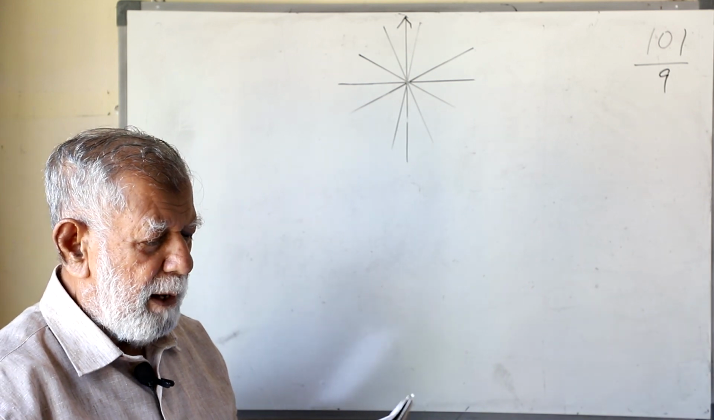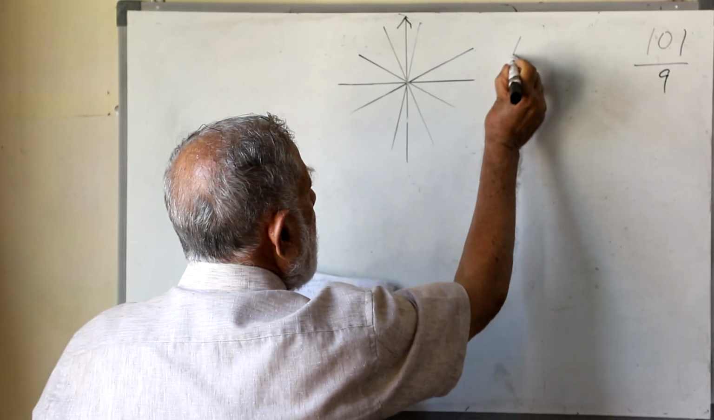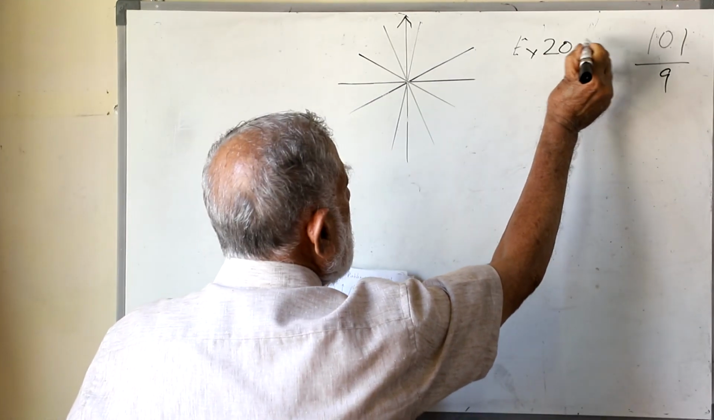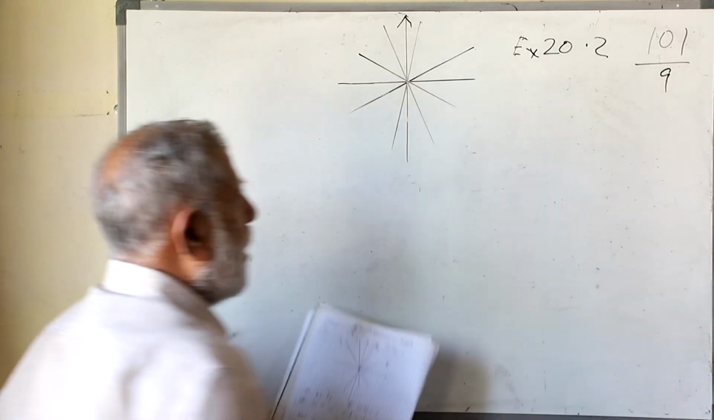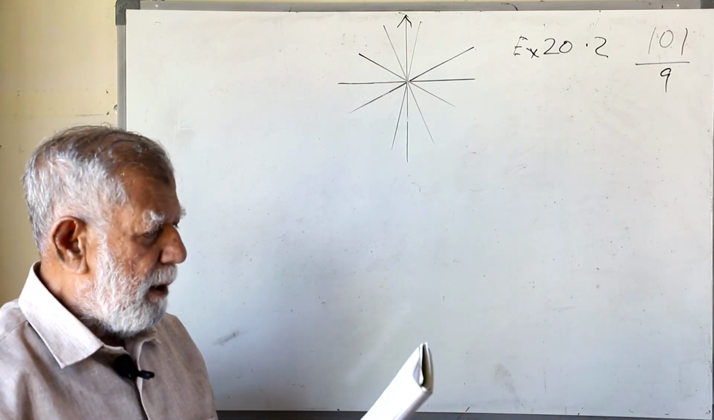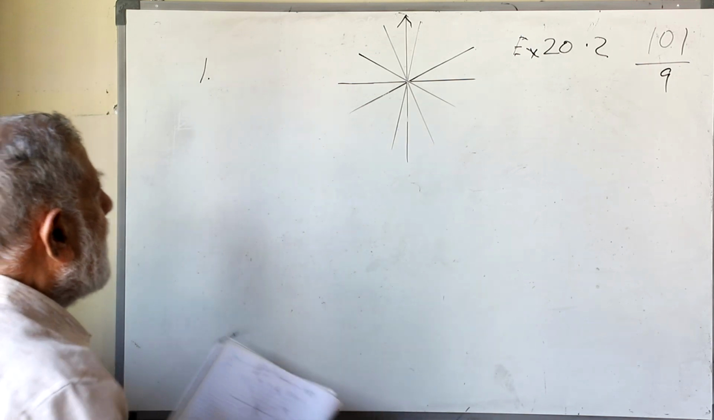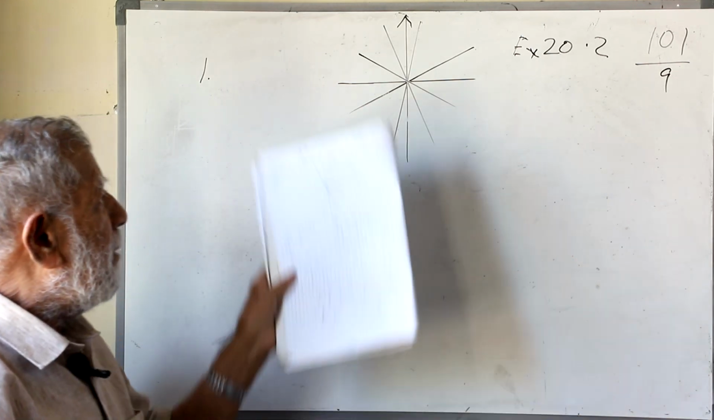Today I am going to touch on exercise 20.2 in your grade 9 Excel book on graphs, so you'll be able to understand the graphs properly. Here I am taking the first exercise, first sum. In the sum you will see a diagram like this.